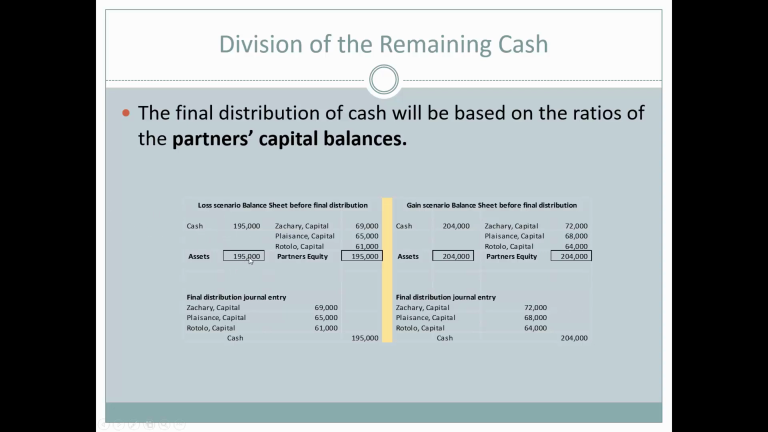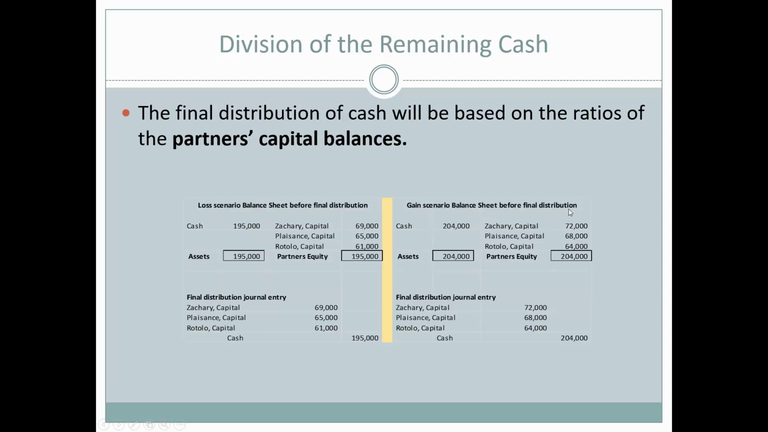Well, all it means is that here we have $195,000 in cash under the loss scenario, and each one of the capital balances for each one of the partners totals to $195,000. So that's what they mean by it's going to be distributed based on the ratios of the capital balances of the partners. So what will we be doing? We will be crediting cash, distributing the cash, and then each one of the partners will get their share of the cash.